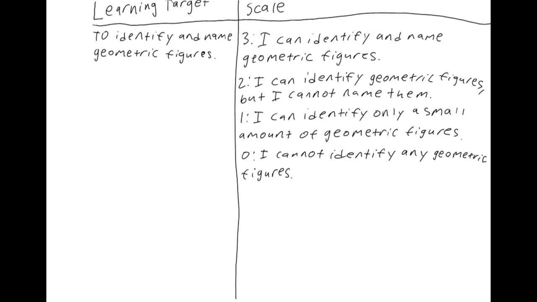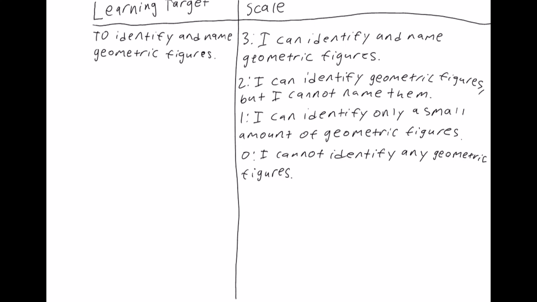The learning target for today is to identify and name geometric figures. You're a 3 if you can identify and name geometric figures. You're a 2 if you can identify geometric figures but cannot name them. You're a 1 if you can identify only a small amount of geometric figures. And 0, you cannot identify any geometric figures.